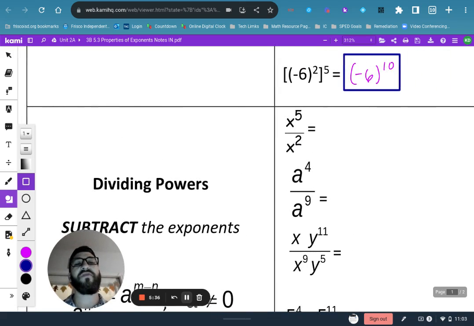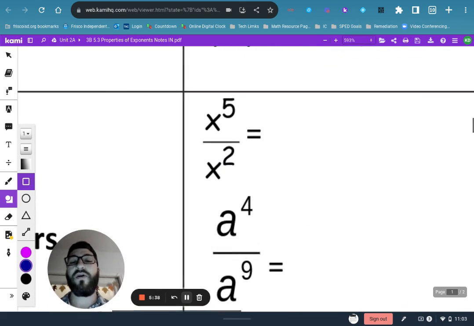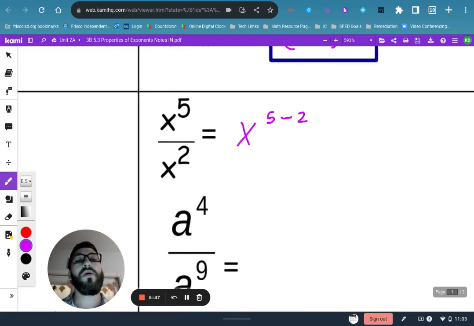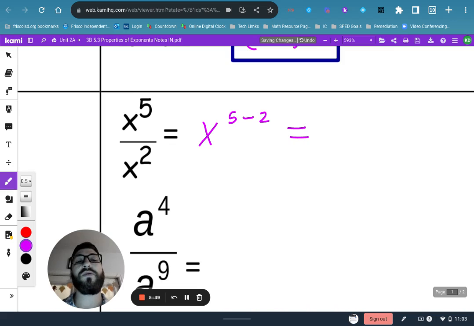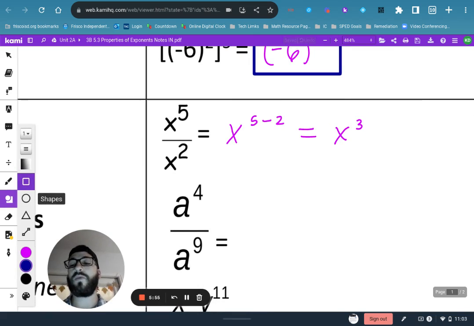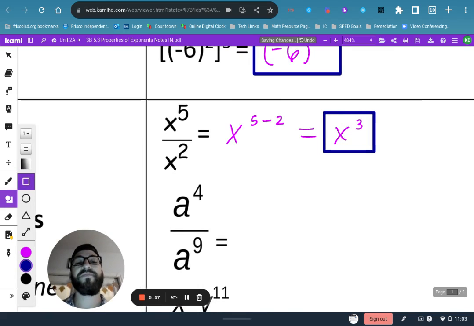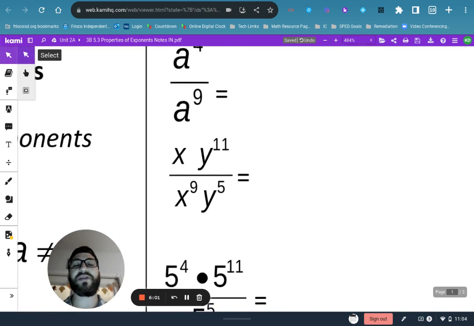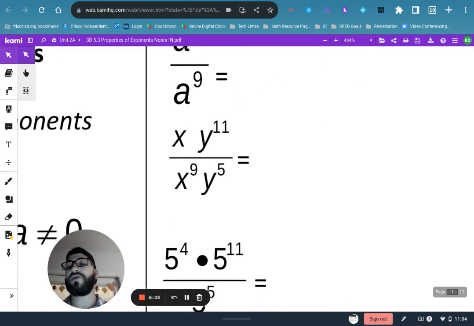As an example, if I have x to the fifth over x squared, then I would subtract 5 and 2, so x to the 5 minus 2, which would be equal to x to the third. So nothing too crazy as we're working across these. All we're doing this time is subtracting the exponents each time. Let's do another one to make sure we're all on the same page.